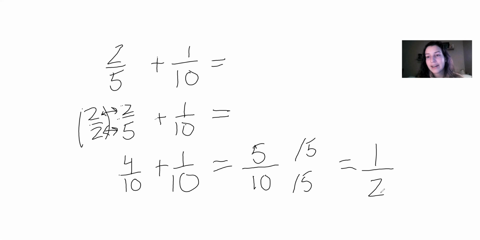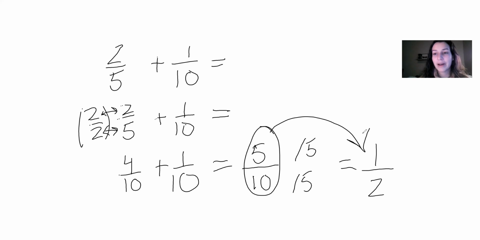And that would be our simplified answer. Your teacher might only ask for a basic answer, which would be this one. But if they ask you to have fully simplified answers, make sure that you can get it to 1/2 by dividing it by the common factor. So moving on to our next problem.